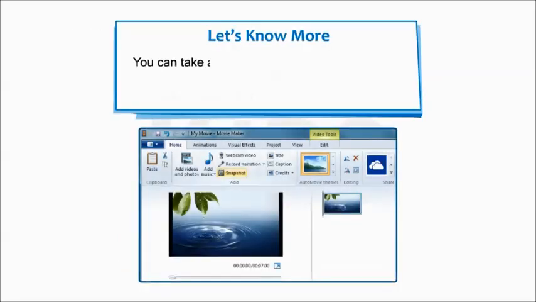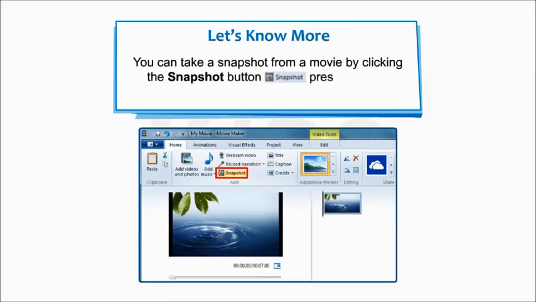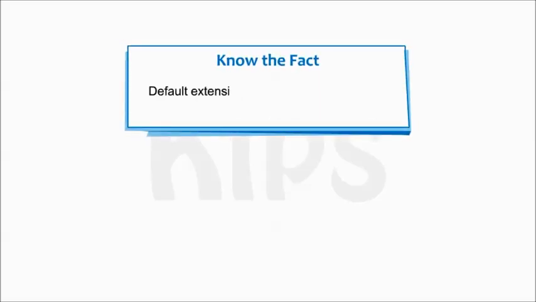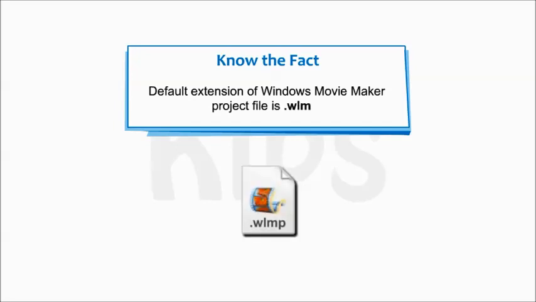Note that you can take a snapshot from a movie by clicking the Snapshot button. Snapshot is present on the Home tab in the Add group. Note that the default extension of a Windows Movie Maker project file is .wlmp.